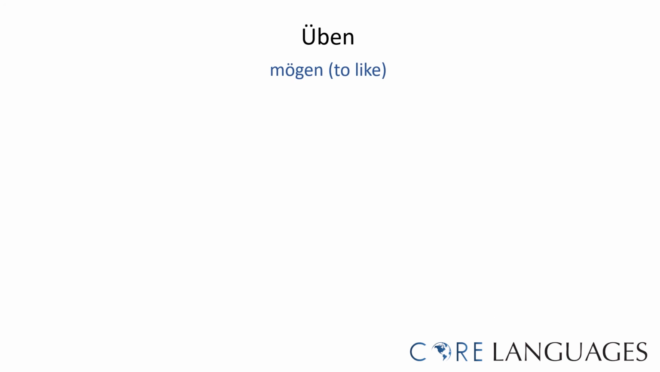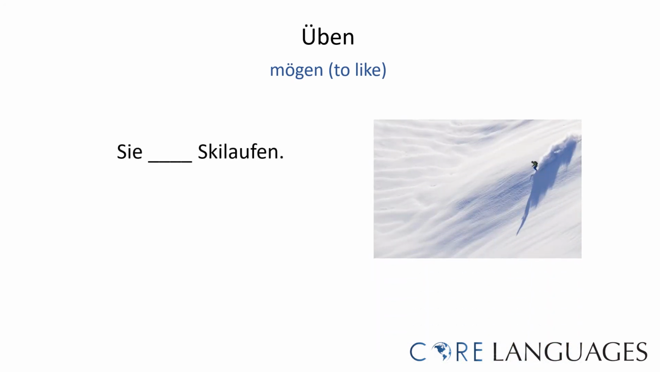Let's practice with the modal verb mögen, to like. Choose the correct conjugation. Sie mag or sie mögt Skilaufen. The correct conjugation is mag. Sie mag Skilaufen. She likes skiing.